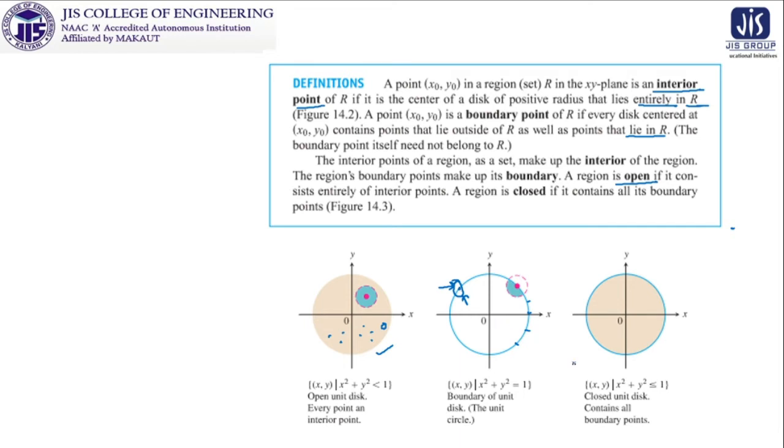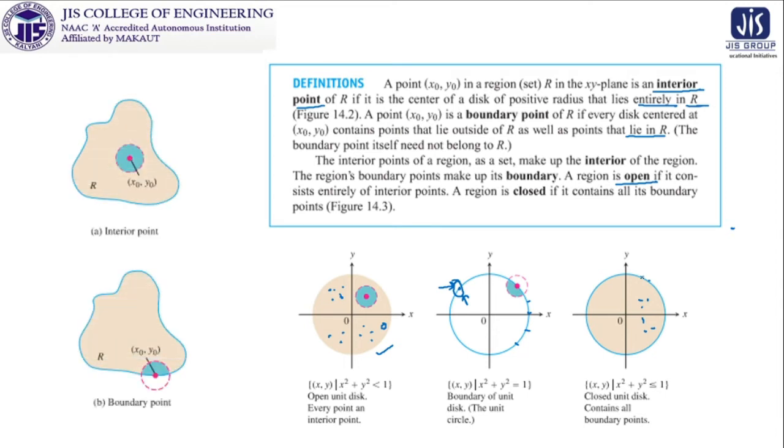And when you consider less than or equal to, meaning all the interior points as well as the boundary points, then it will create a closed unit disk. It will contain all boundary points. It is true that it will contain all the interior points also, but in addition, not only the interior points but also the boundary points. So it is a closed one.